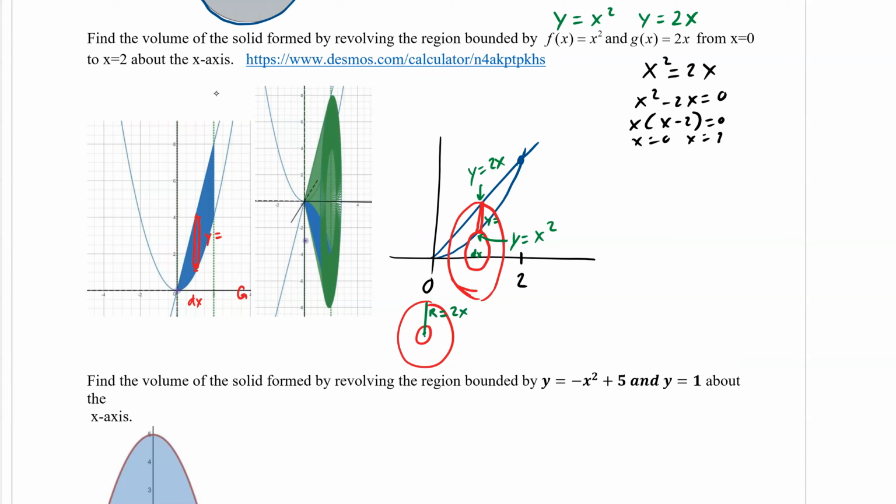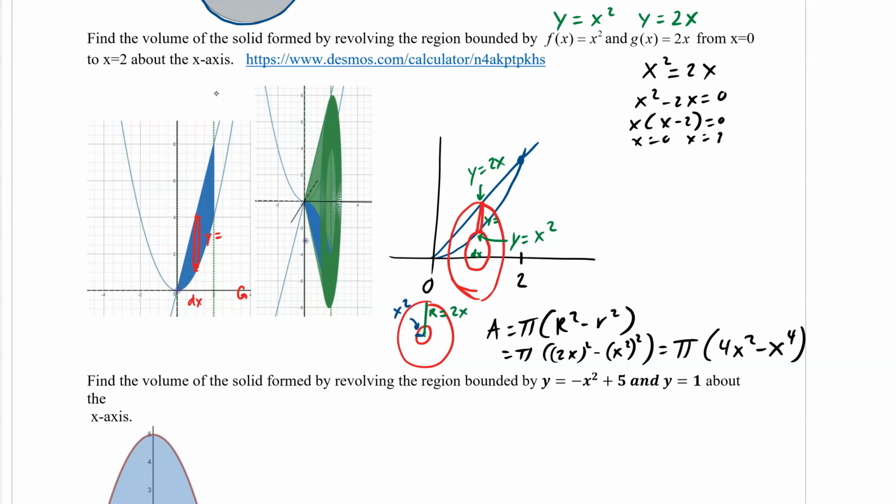And we'll do this one in blue. That would be little r, which is x squared. You can now get our formula. So our area here is pi big R squared minus little r squared. So it's pi (2x) squared minus (x squared) squared. And so if we do a quick simplify, we get pi (4x squared minus x to the fourth). So that's the area of our disk, which would then be pi (4x squared minus x to the fourth), with a thickness of dx. See, we have it down here. And we're going to add up all these disks from 0 to 2.